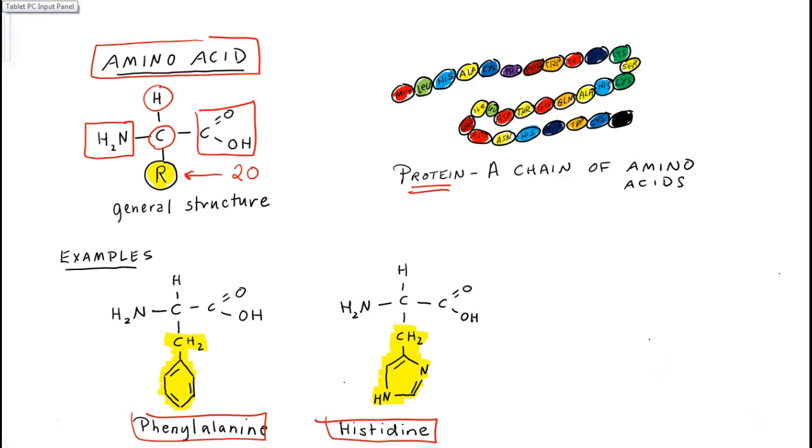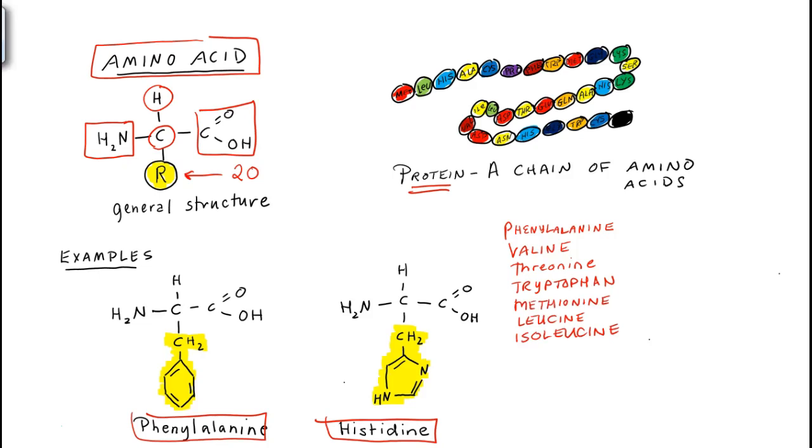The body can synthesize most amino acids from other amino acids. But there are some that are required in your diet. For example, phenylalanine, the one shown here, is required in your diet. Valine, threonine, tryptophan, methionine, leucine, isoleucine, lysine, and histidine are required in the diet.